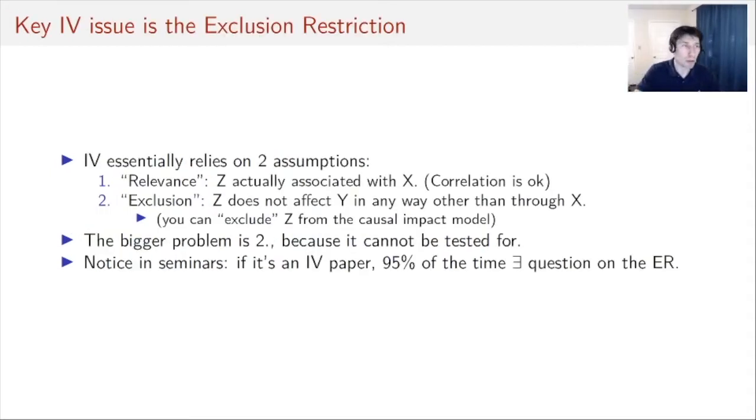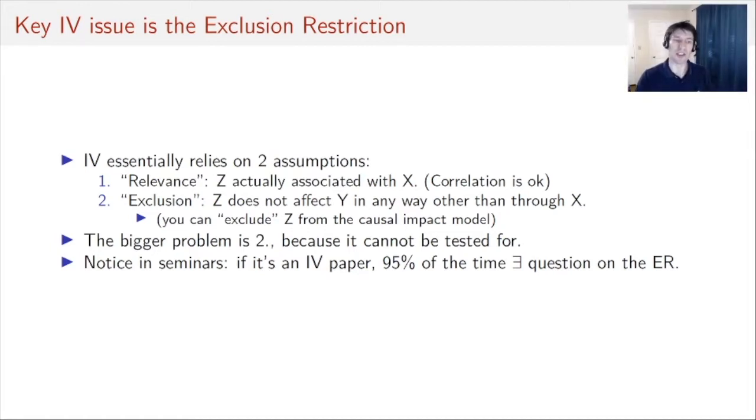Now, if you remember from those classes, the key issue with IV is always the exclusion restriction, what we call the exclusion restriction. So IV essentially relies on 2 assumptions. Sometimes those are framed as 4 assumptions, but let's just go to the simplest. 1 is the relevance and 2 is the exclusion. The relevance is that Z is actually associated with X. So most of the time we like to think of Z as determining X, but actually correlation is fine.